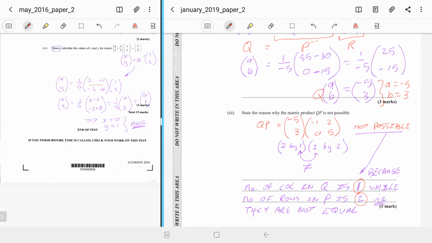For it to be possible, they have to be equal. Do you understand that? Yes, sir. Does somebody have a question? Nobody has a question. Good.